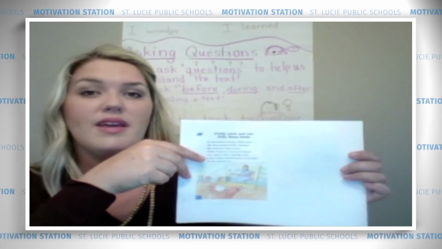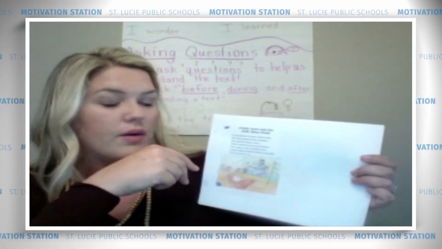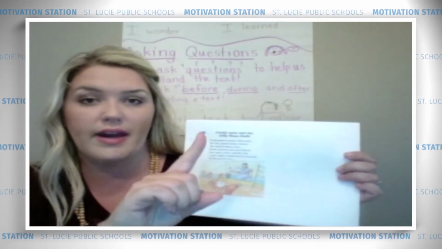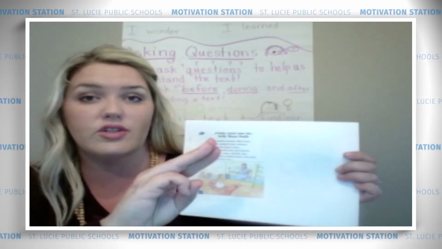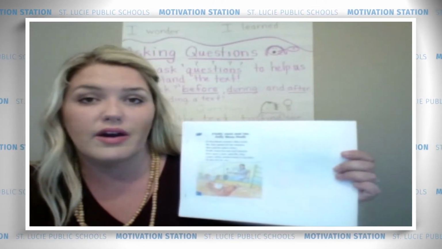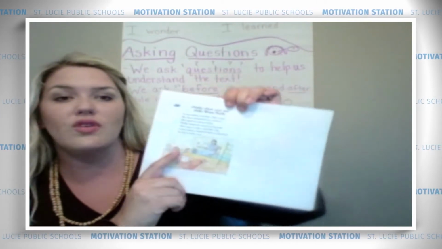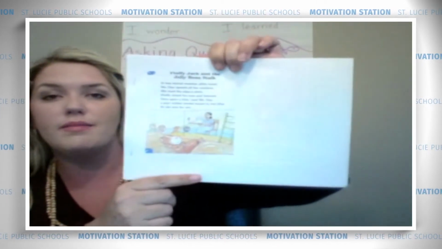Good, remember we're making inferences. So what I want you to do while I'm reading today is we're going to describe the characters, setting, and major events while we read. Are you ready? Awesome. So our story today is called Fluffy, Jack, and the Beanstalk.